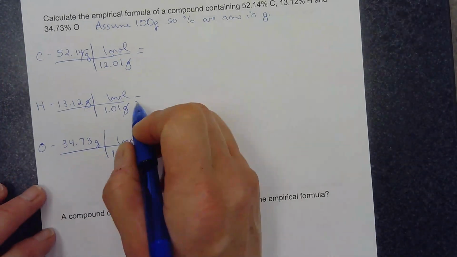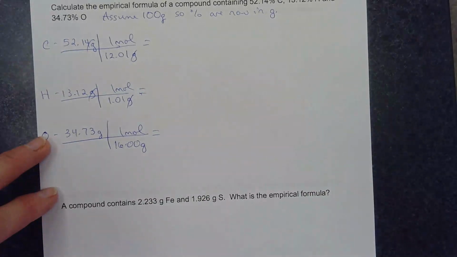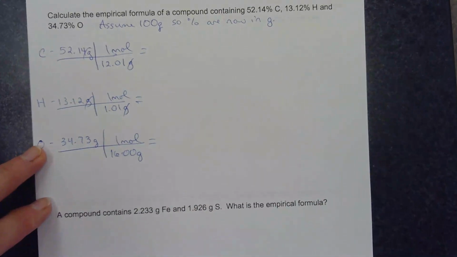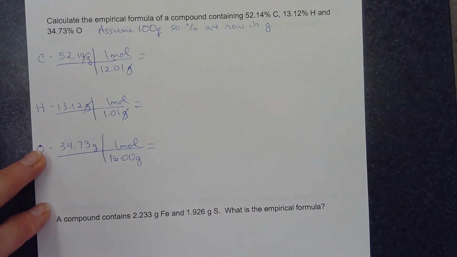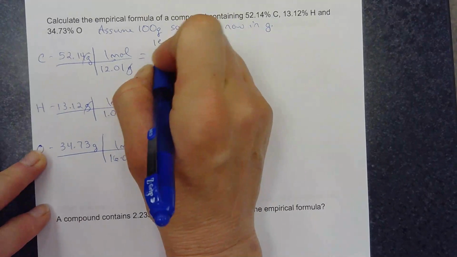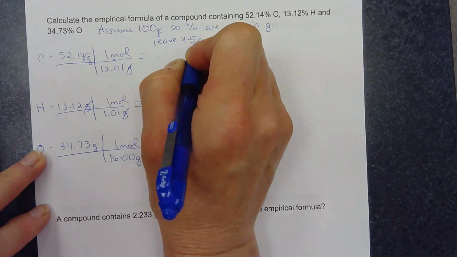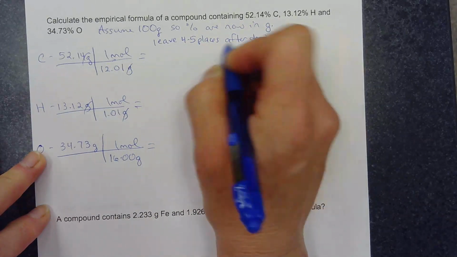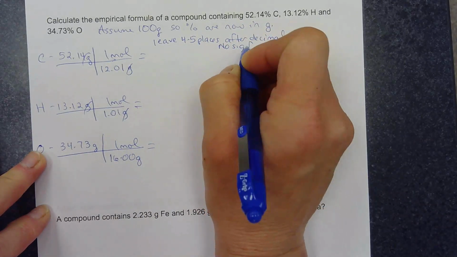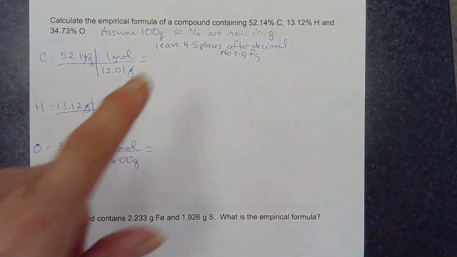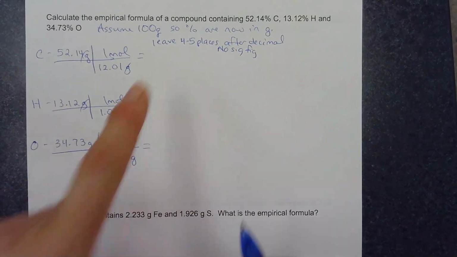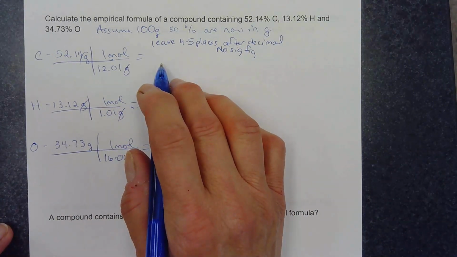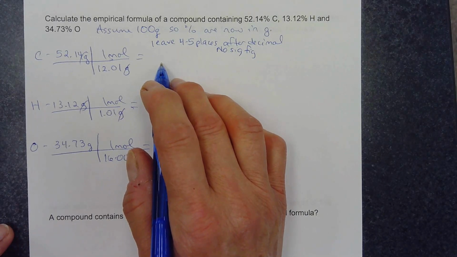Now, do we see my setup here? So what are you ready to do for each of these? Are you ready to pick up your calculator now? All right. Now, here's the thing that I did not write in the rules, and you may need to go back and put it in the rules. Leave 4 to 5 places after decimal. No sig figs. If you start rounding here, you're going to mess yourself up. So you need to leave 4 to 5 places after the decimal at this step. Otherwise, your numbers will be off and they won't work.